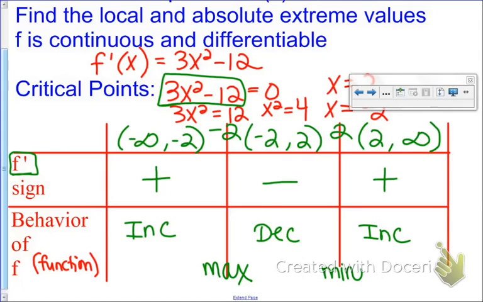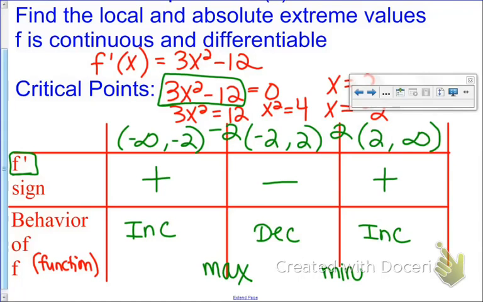Now I can read all of the information I need from my sign chart for the first derivative, which is that the function is increasing, then decreasing, then increasing. And if I have to give an interval where it's increasing and decreasing, that's simple as well. It's decreasing from negative 2 to 2. I read it from the top part of my sign chart. It's increasing from negative infinity to negative 2 and from 2 to infinity. And it has a maximum at negative 2 and a minimum at positive 2.